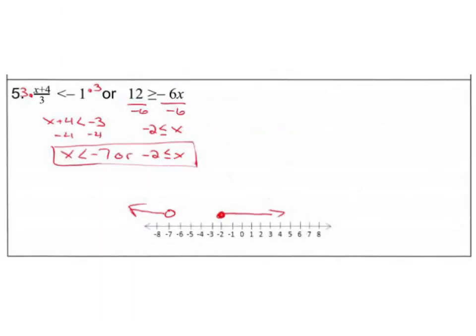And example 5, nothing fancy here. Make sure you keep flipping your signs when we divide by that negative 6. And our answer ends up being a typical case here. Okay, good work.